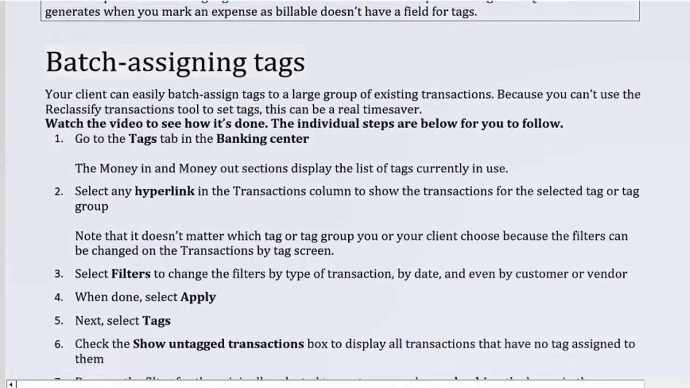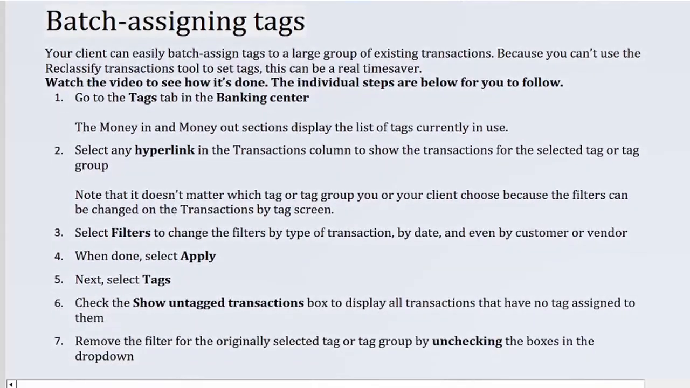Batch assigning tags. Your client can easily batch assign tags to a large group of existing transactions. Because you can't use the Reclassify Transactions tool to set tags, this can be a real time saver. Go to the Tags tab in the Banking Center. The Money In and Money Out sections display the list of tags currently in use. Select any hyperlink in the Transactions column to show the transactions for the selected tag or tag group.